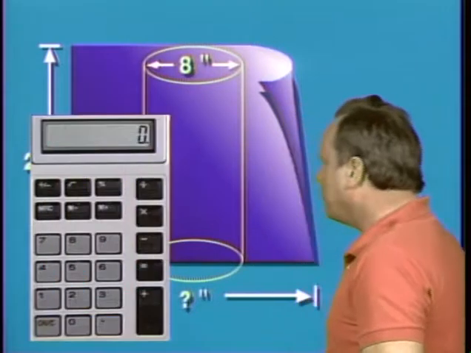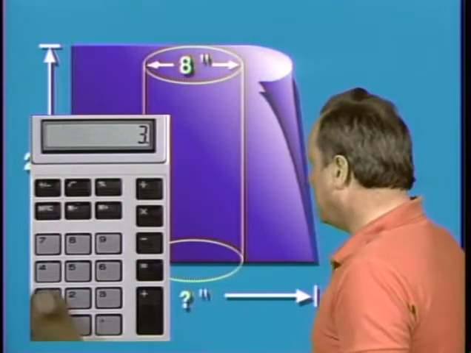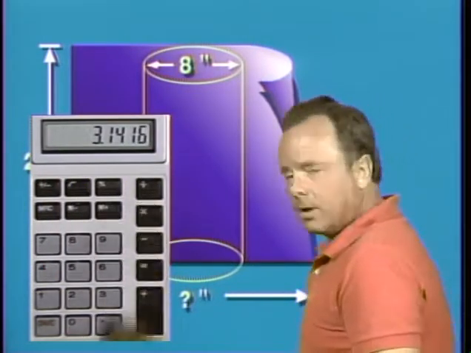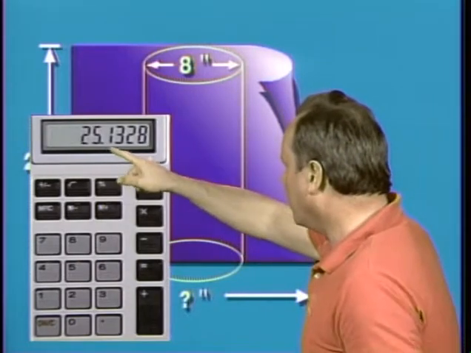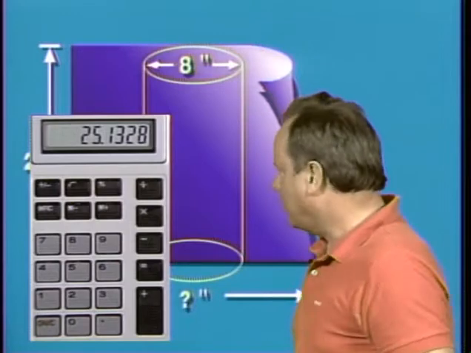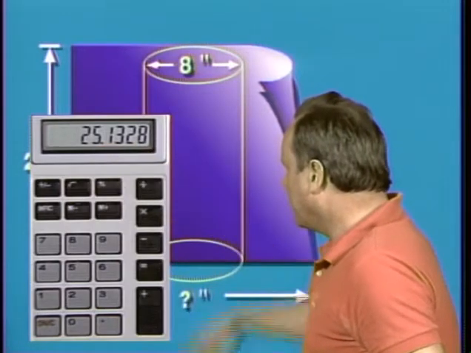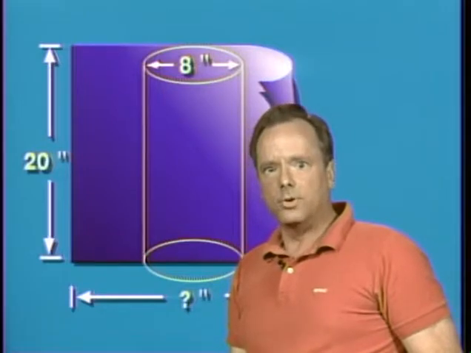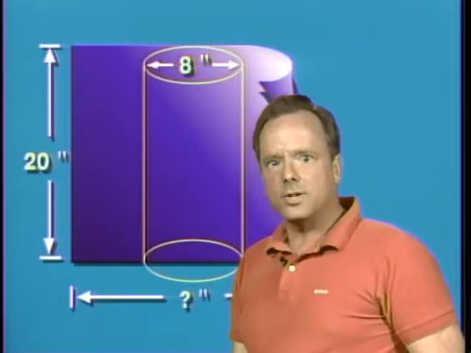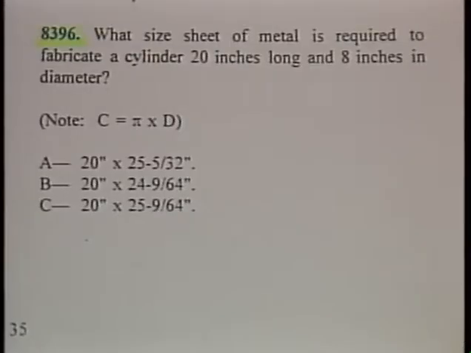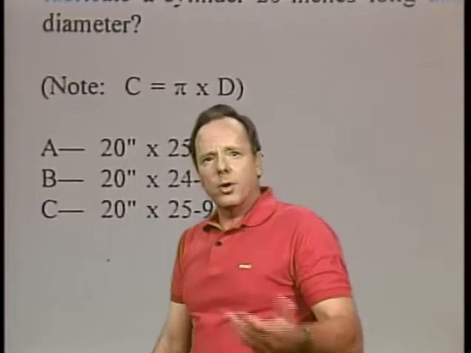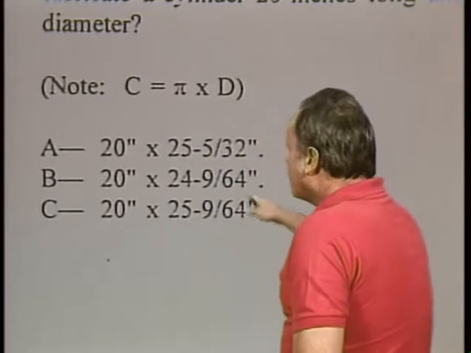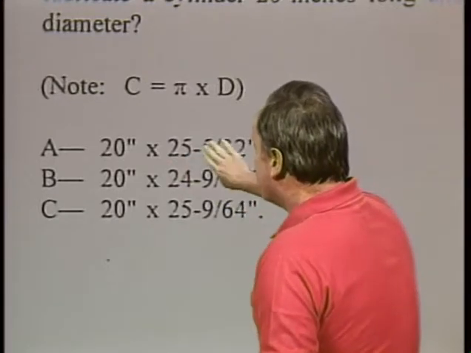And here it comes, 3.1416. We'll key that into the calculator and multiply that times 8 inches, and we find out that we have 25.1328. Now, here is the tricky part of this question on the test. They're not going to give you this in decimals. They're going to give you 25 inches in so many fractions of an inch. Now here are the answers they give you. First of all, all of the answers have 20 inches as that one dimension. And the other dimension will be 25 inches plus something or other.